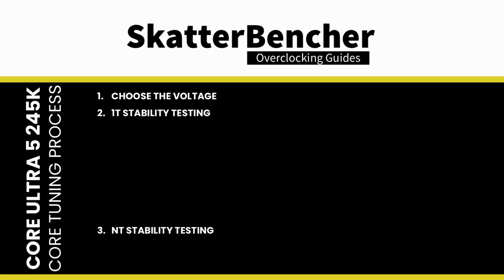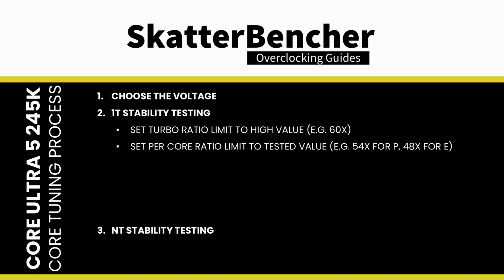After you've set your target adaptive voltage, you can find the maximum stable frequency for each P-core and E-core cluster at that voltage. The easiest way to do that is by setting the turbo ratio limit to, let's say, 60x, and then setting the per-core ratio limit to the frequency you want to test. For example, 54x for the P-cores and 48x for the E-cores. Now you can run a stress test of choice.